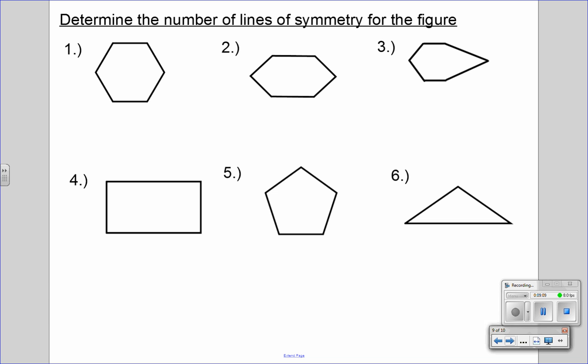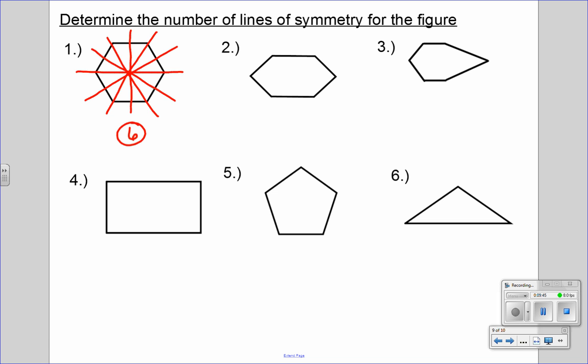So for the first one, we can fold this straight up and down, and if we put those pieces together, they'll line up exactly. So that's one line of symmetry, but we also can fold it in half like that, and it'll still be the same. So that's 2. We can go diagonal, which is 3. We can do another diagonal, which is 4. And we actually can go through these vertices diagonally. So that's 5, and then the other vertices, 6. So this one has 6 lines of symmetry.